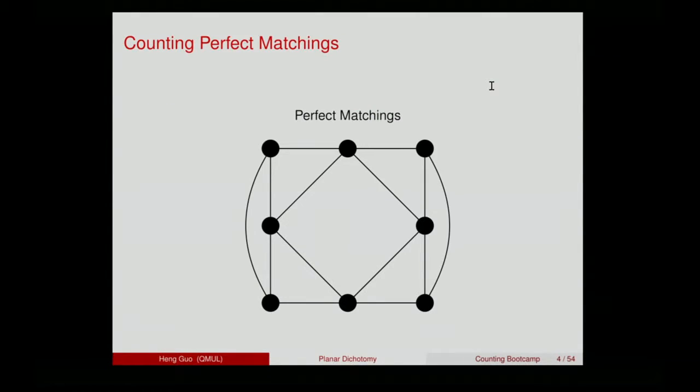Okay. And one of the central problems in counting complexity is to count the number of perfect matchings in a graph. This is one of the first #P-hard problems, introduced by Valiant. So here is just a brief reminder of what a perfect matching is. And our goal is to count the number of such structures, such perfect matchings, in a graph.